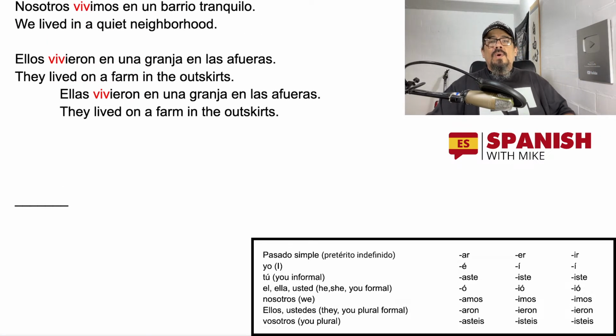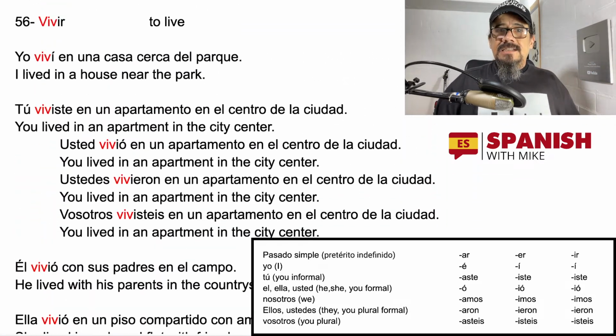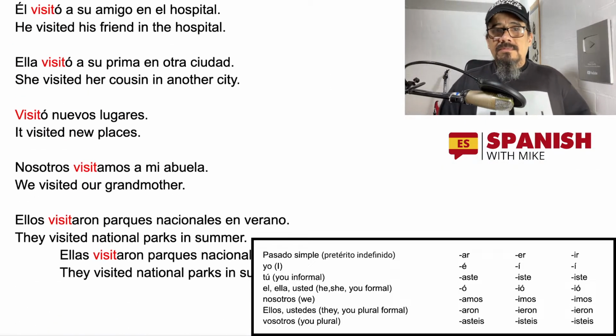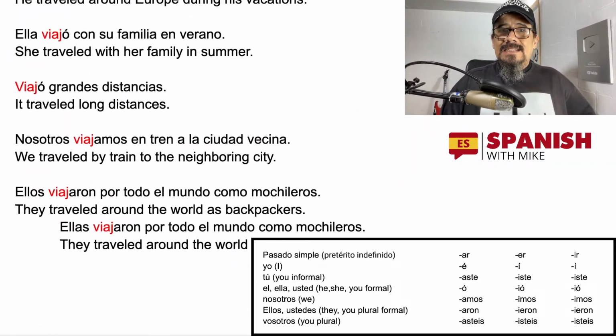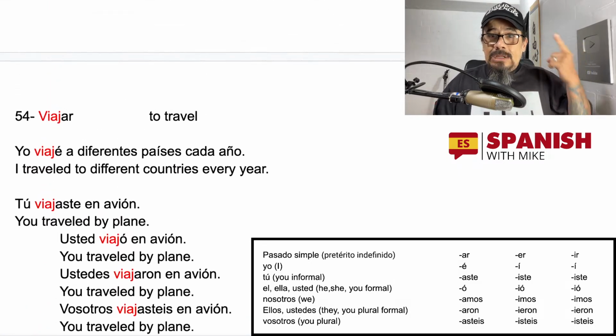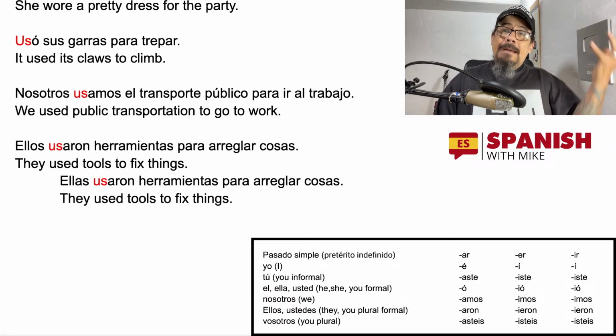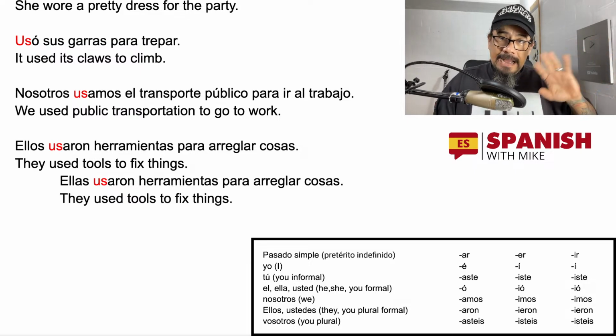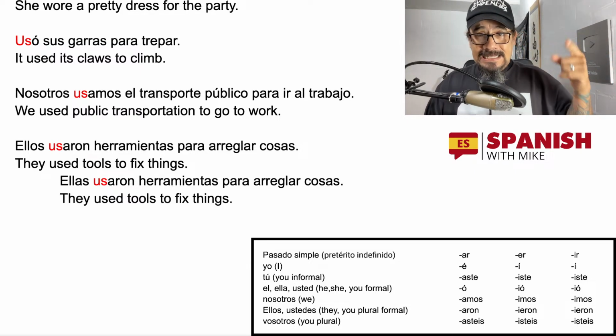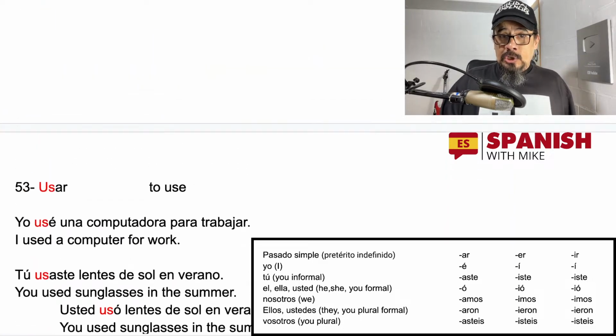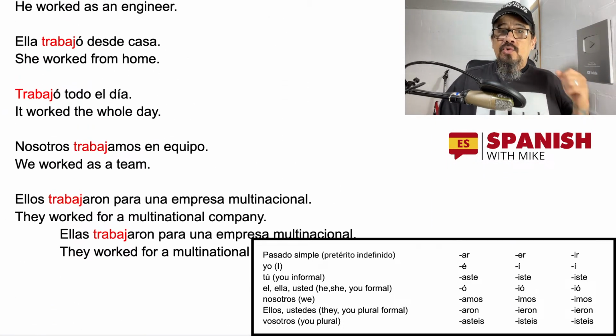Okay, so we have the 56 most used regular verbs in Spanish conjugated in the simple past, the pretérito indefinido, which is when we say something that happened and that was it. Happened once and that was it. That's this conjugation. Things to remember.